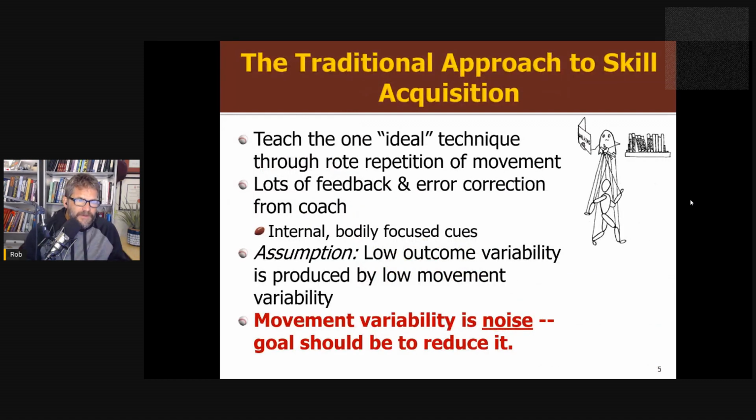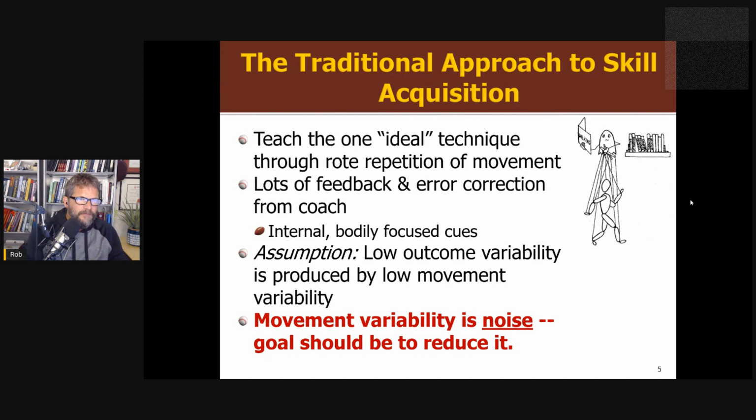And so what are the two theories? We know the traditional approach, of course, is the idea that there's one ideal technique. There's one ideal way to shoot a three-point shot that we teach through repetition and correction. The coach or instructor prescribes the solution to you. Here's what you do with your arms. Here's where you release the ball. Here's where you put your hands. And they correct it when you deviate from it.